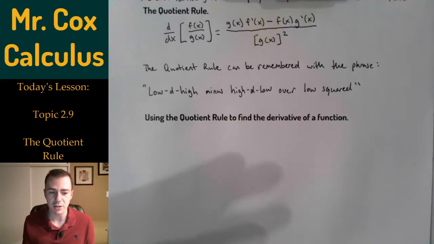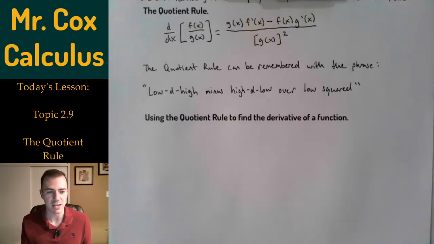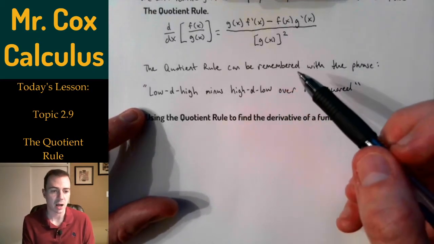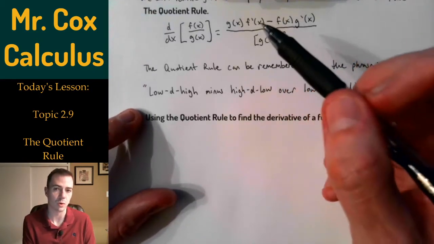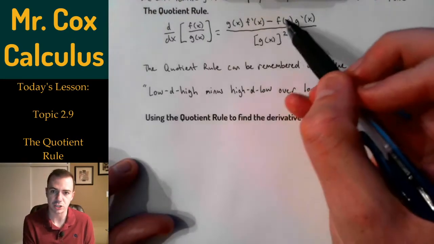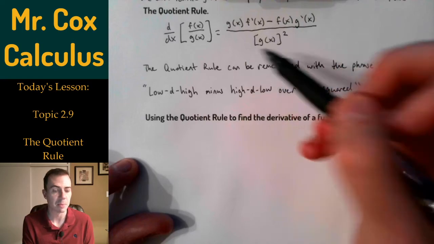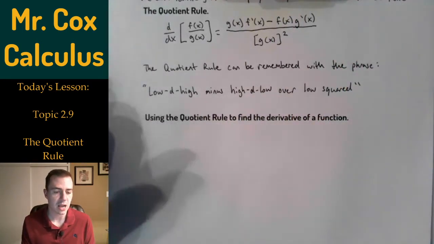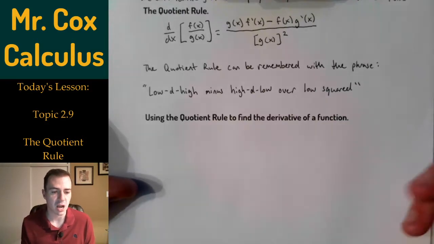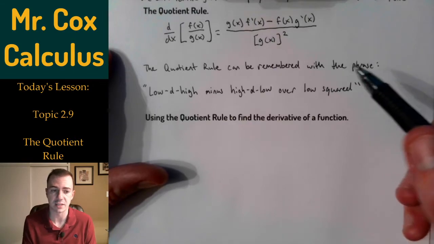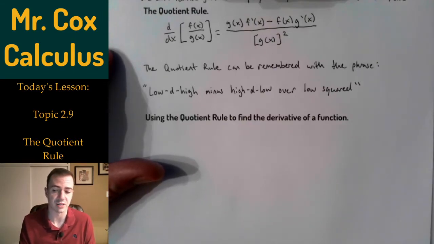So if you think to yourself low d high minus high d low over low squared, it gives you an idea of how the quotient rule will work, and it gives you an easier way to memorize it than just trying to remember this particular expression right here. But this is the quotient rule, and if you want to see a proof of it, I would encourage you to do so because it works pretty similar to the proof that we did in this class of the product rule back in topic 2.8.